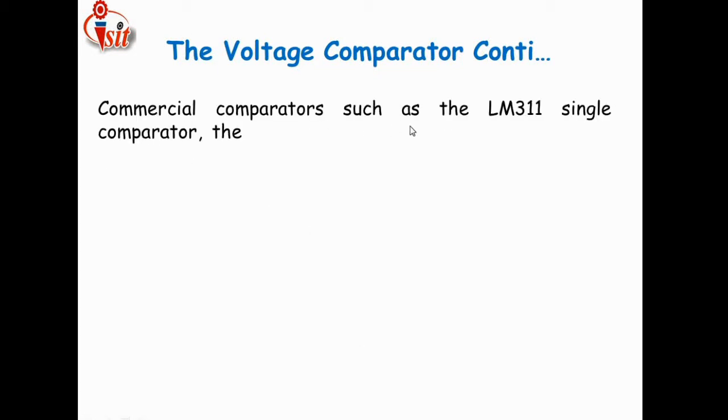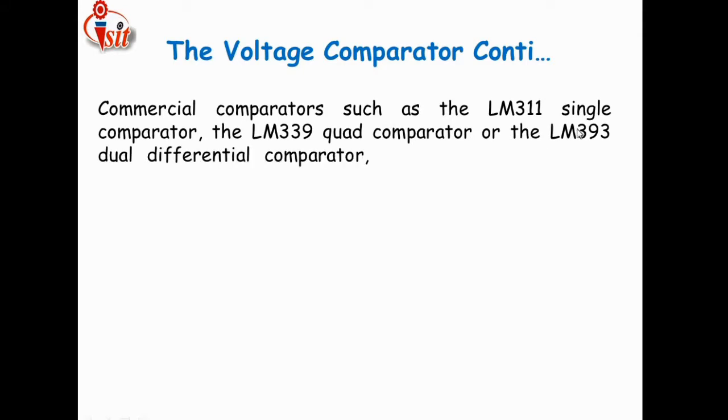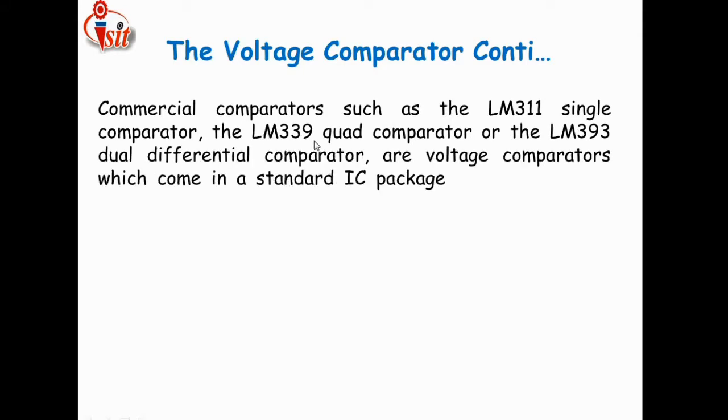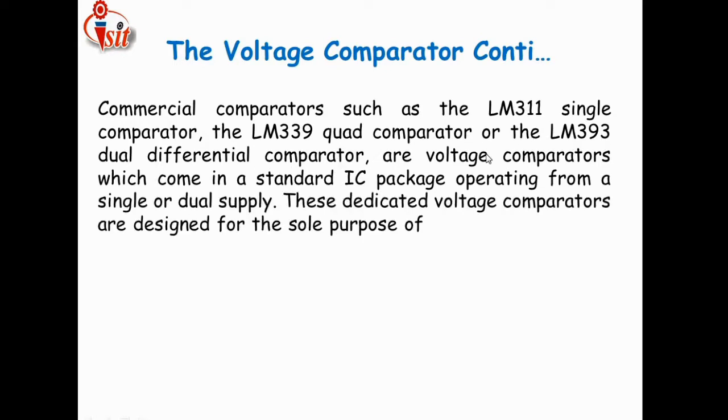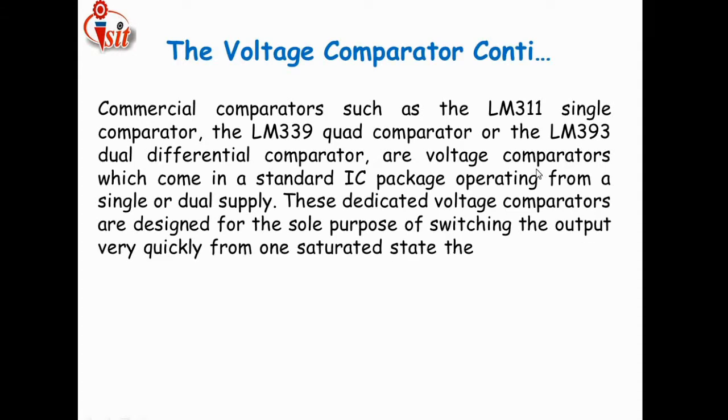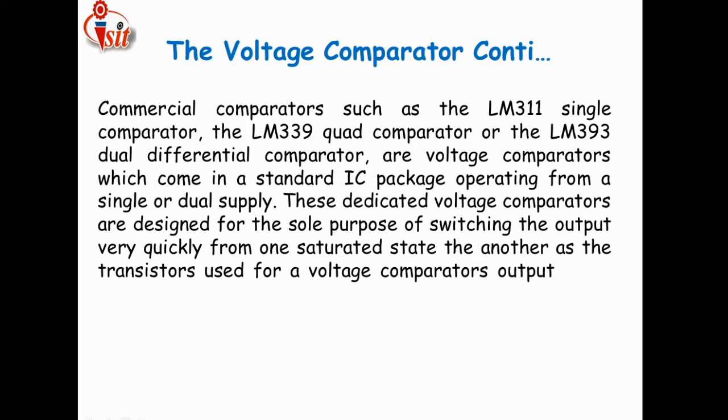Commercial comparators such as the LM311 single comparator, the LM339 quad comparator or the LM393 dual differential comparator are voltage comparators. These are some examples of standard voltage comparators which are available in our market. These dedicated voltage comparators are designed for the sole purpose of switching the output very quickly from one saturated state to another, as the transistors used for the voltage comparator's output stage are generally switching transistors.